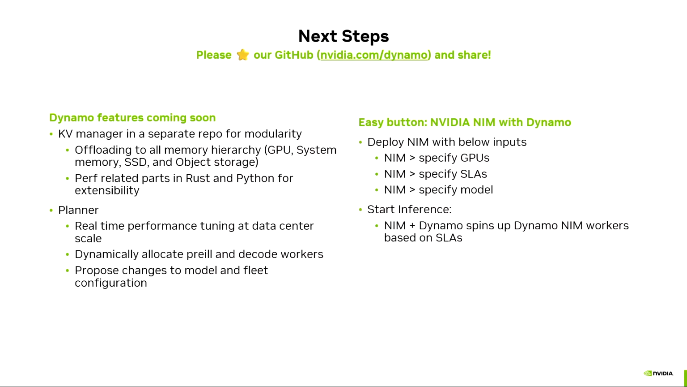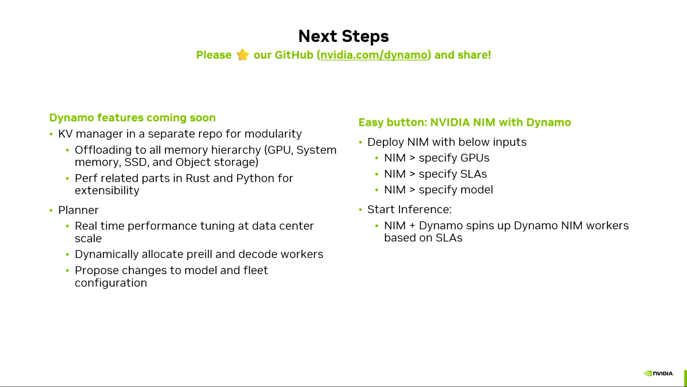In terms of the features that are coming soon, there are 2 major features that we're expecting. First one, as we talked about before, we wanted to enable KV cache offloading, so a KV manager that is capable of managing the memory at different memory hierarchies, including GPU memory, system memory, SSD, and then also object storage. We'll take the same approach that we took with Dynamo, and take the best of both worlds of Rust and Python, so it will be written in Rust for performance, and Python for maximum extensibility.